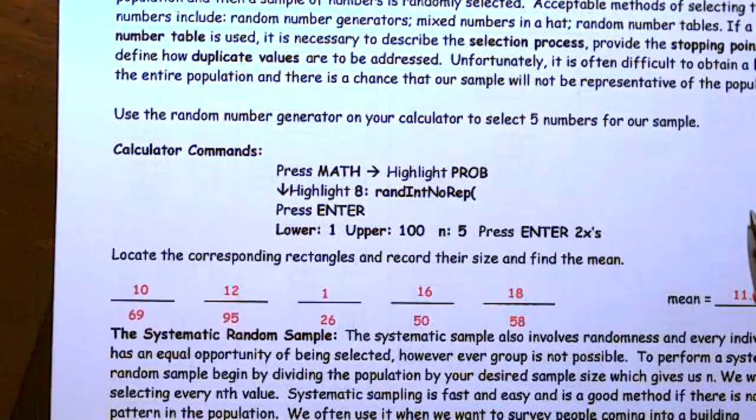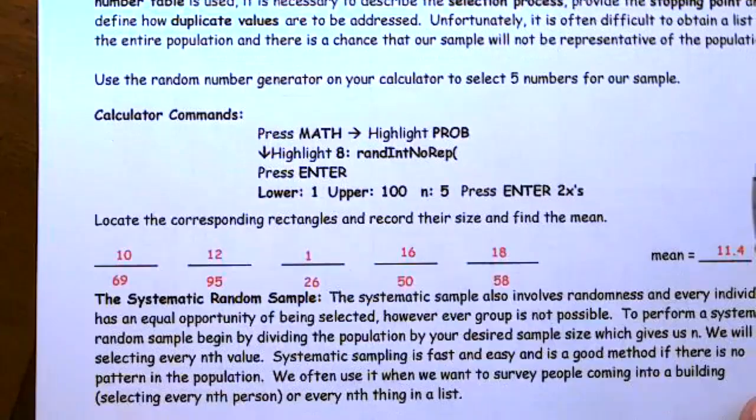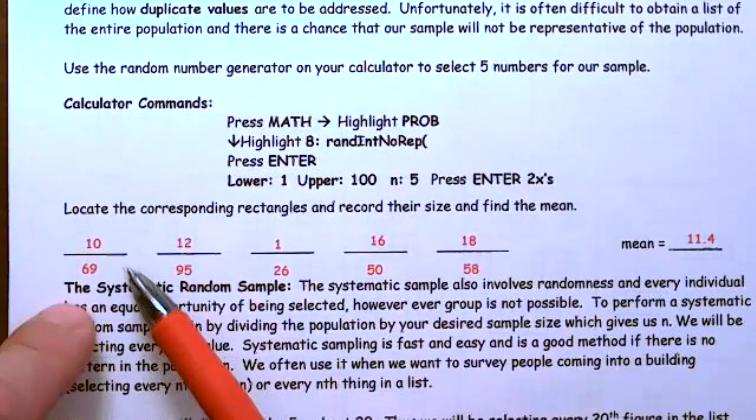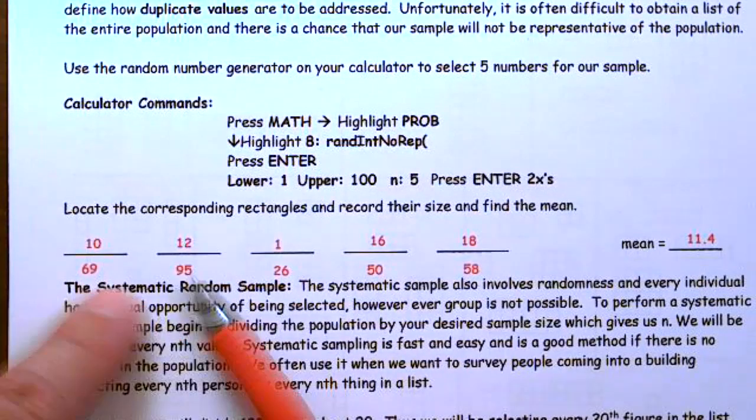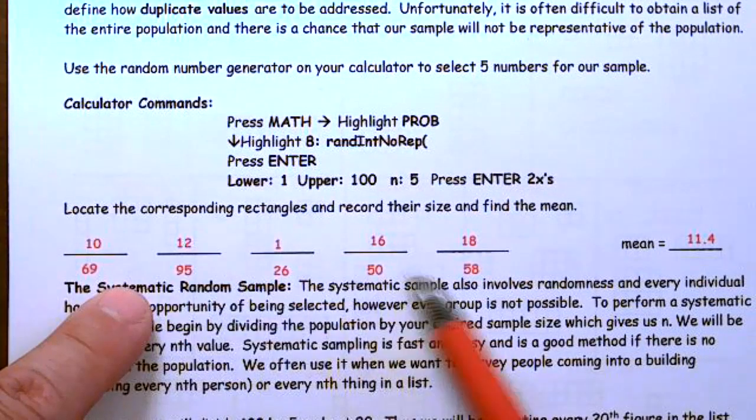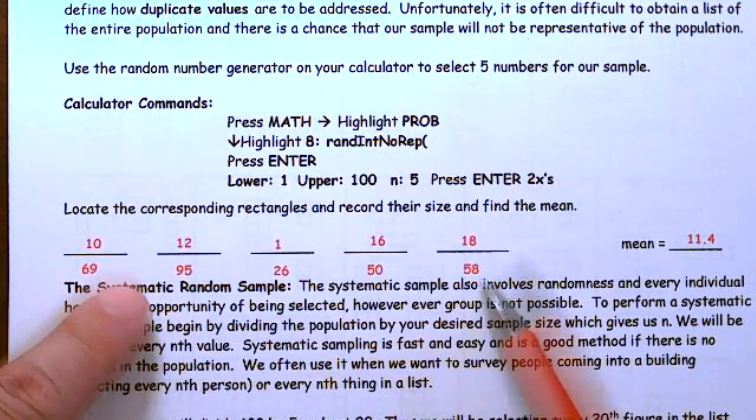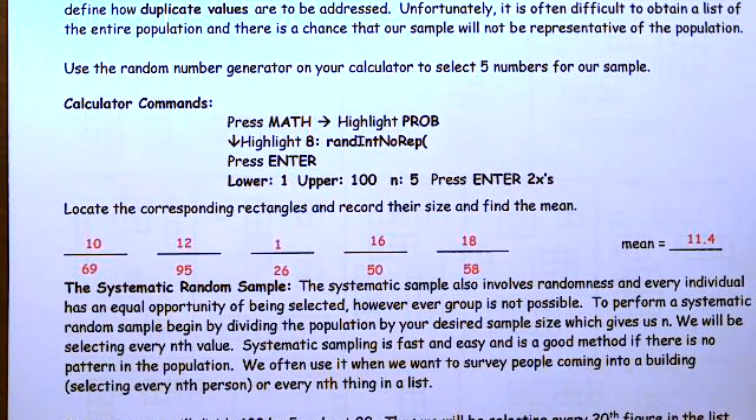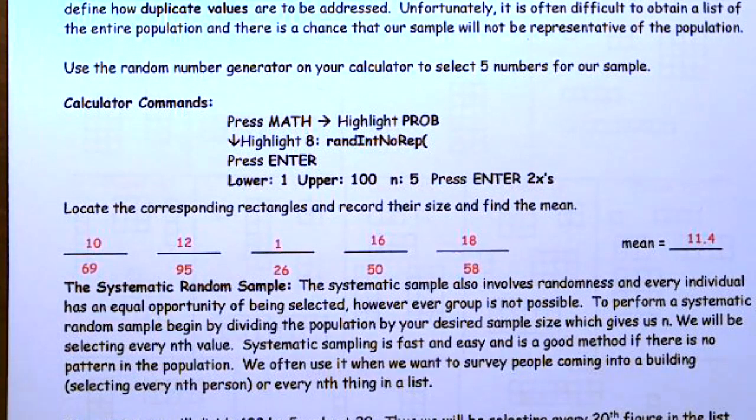Well, then when I did it, I used a different set of numbers. And so to speed it up, I had number 10 or number 69, number 95, number 26, number 50, and number 58. And I ended up with an 11.4. Really not much better than my eyeball guess. But I'm betting that if I took the average of the averages, in other words, I averaged everyone in the class, we'd be pretty close to 7.9.